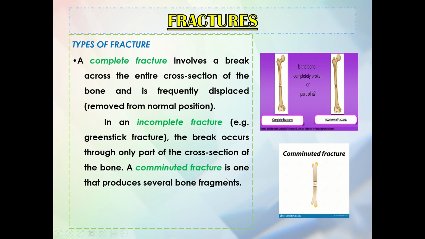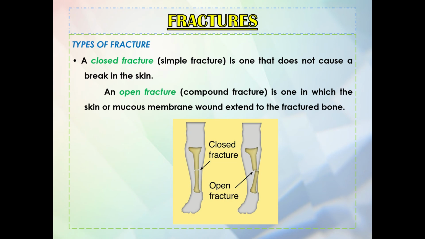Now, comminuted fracture is one that produces several bone fragments. So, this one naman is a comminuted fracture kung saan nagkaroon tayo ng several bone fragments. So, nabali yung buto, tapos yung nabali na yon broke into pieces. So, several bone fragments. So, that is comminuted fracture. These are the types of fracture according to either it is a complete or incomplete fracture. So, we also have the closed versus open fracture. So, very simple.